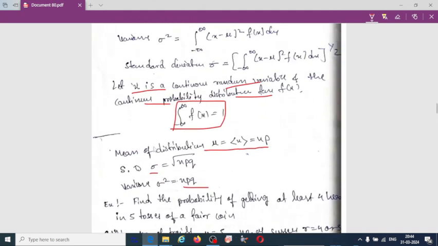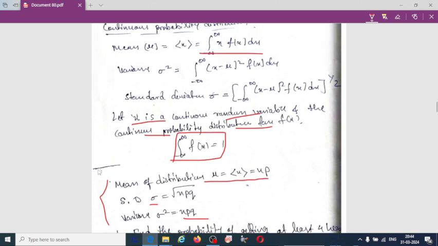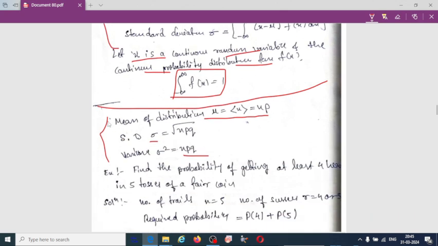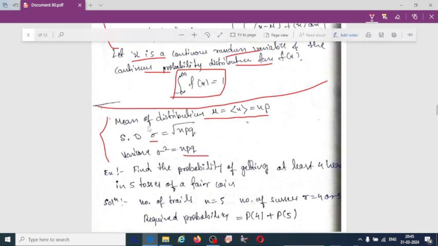In the last discussion I discussed the mean, standard deviation and variance, but those were for binomial, not for the continuous distribution. For continuous, the mean, variance and standard deviation are given by these three equations. Please don't get confused. These are for binomial: the mean of the distribution is n into p, standard deviation is root of npq, and variance sigma squared is npq.